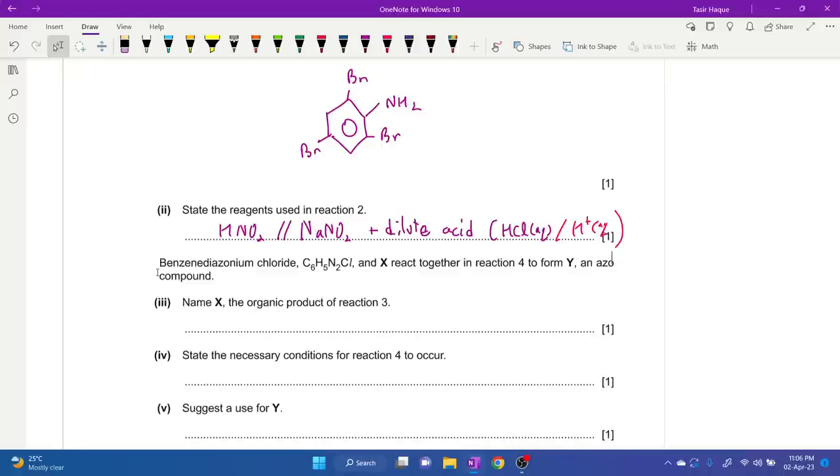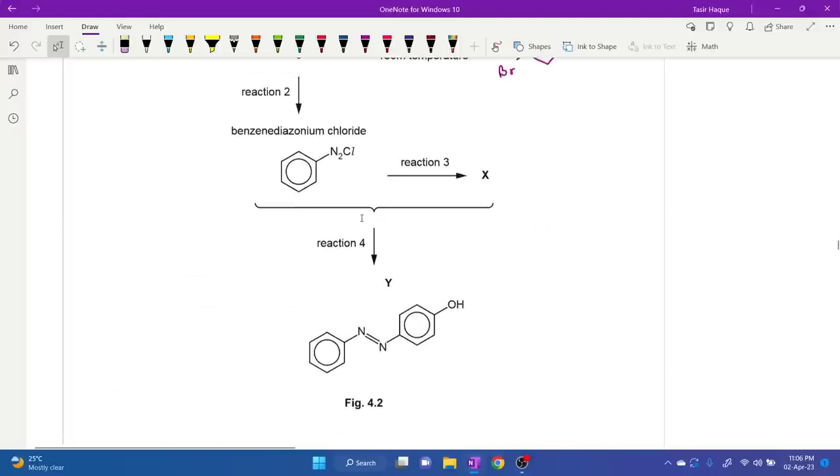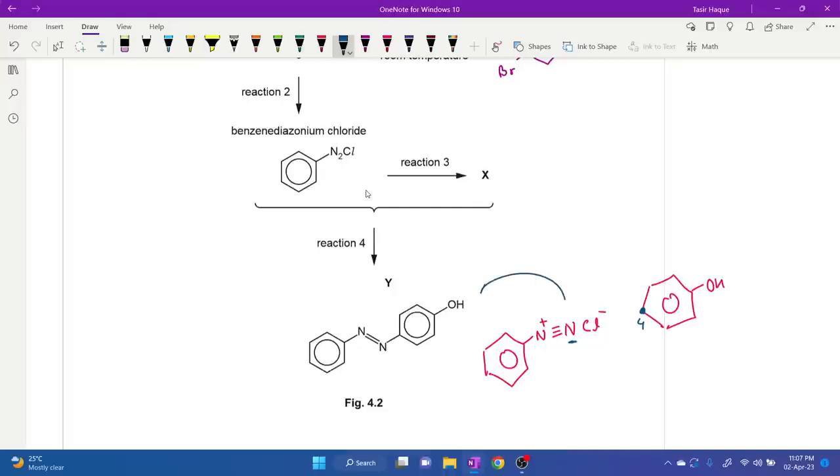Benzenediazonium chloride, C6H5N2Cl, and X react together to form an azo dye. So we can actually get the azo dye from here. So look here, we had this compound. This is our benzenediazonium chloride, and on the other hand, on this side we just had phenol. So always remember the bond actually forms in carbon number 4 opposite to phenol, and this nitrogen over here, they just form the bond to form this compound over here.